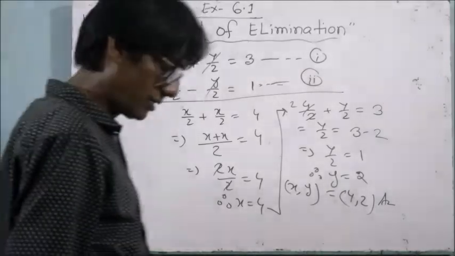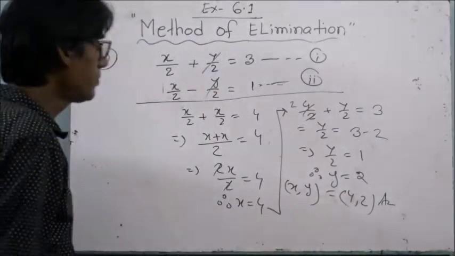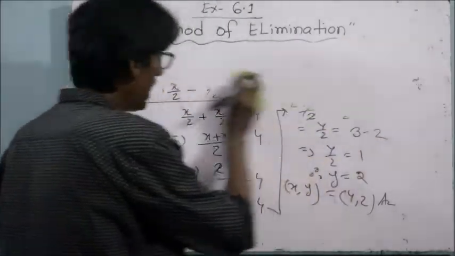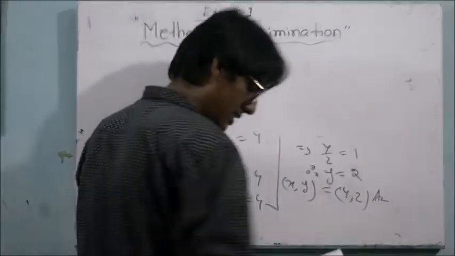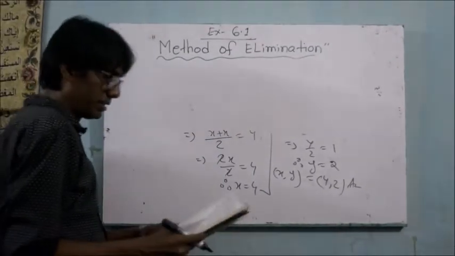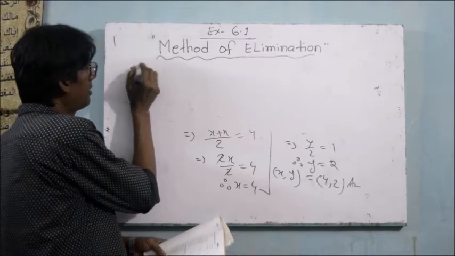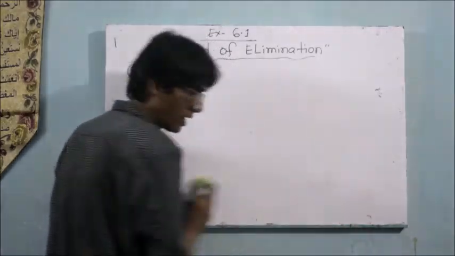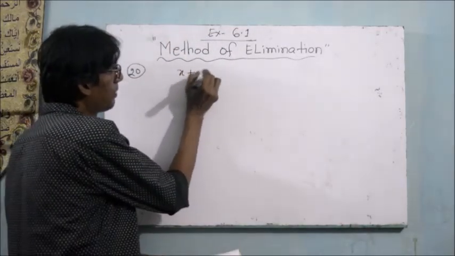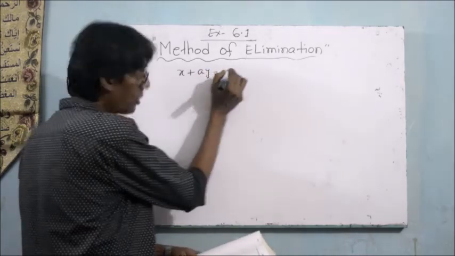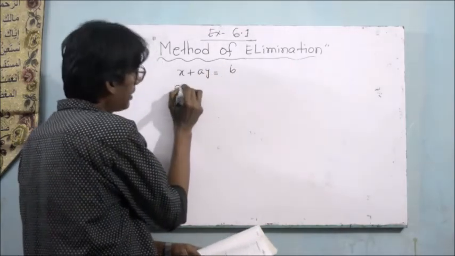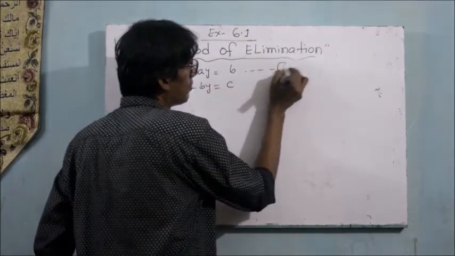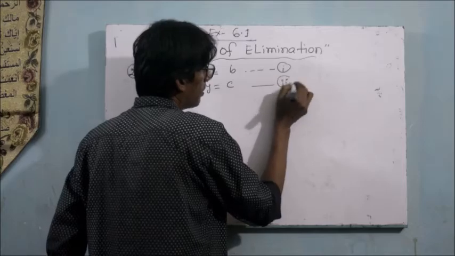So math number 19 is also solved. Now math number 20. Math number 20 has x variable and y variable, but the coefficients are a and b. Look here, the first equation is given: x plus ay equal to b, and ax minus by equal to c. This is equation number 1 and this is equation number 2.